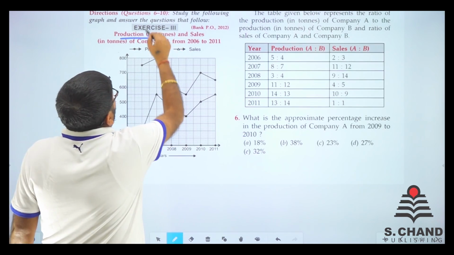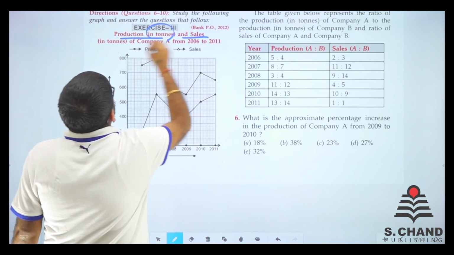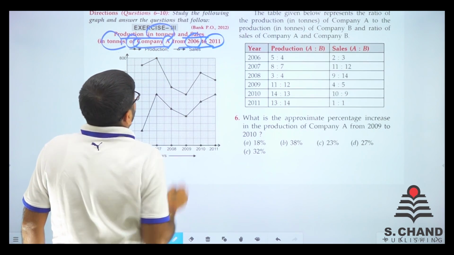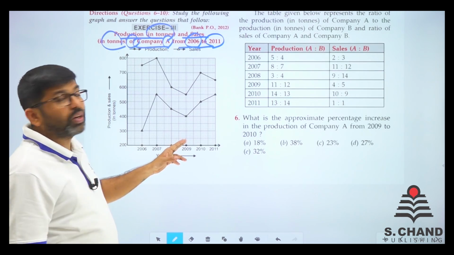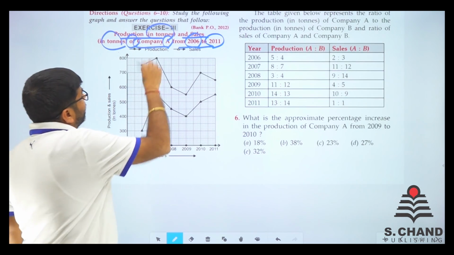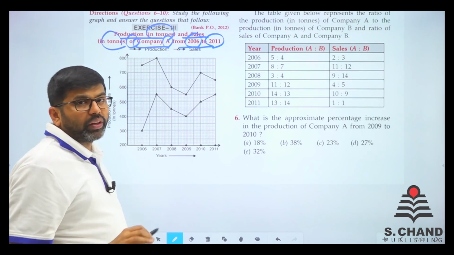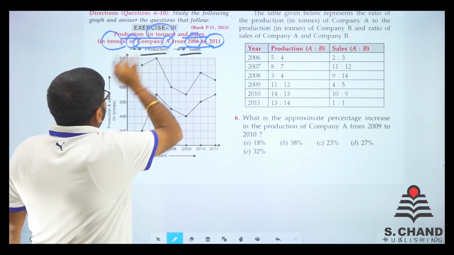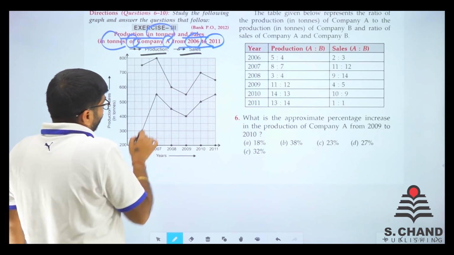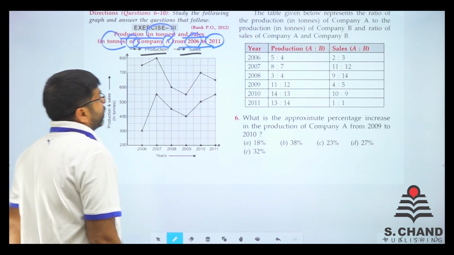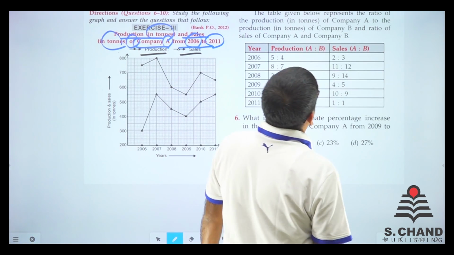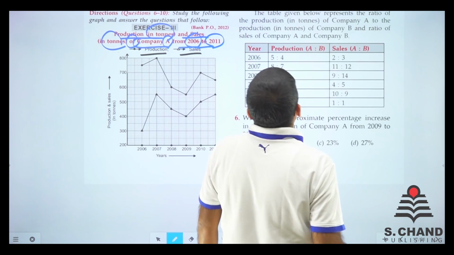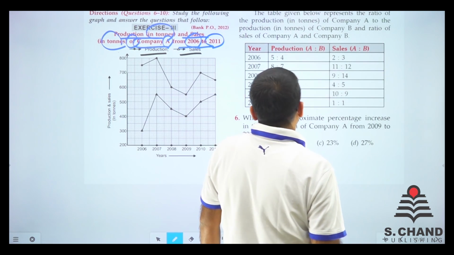See, production in tons, this is the production DI, and sales in tons of a company A from 2006 to 2011. All the production and sales is given in tons. So that amount is like tons of value of production and sales. And this is the chart, this is the DI. So you can see there are many things in tons. Now, the table given below represents the ratio of production in tons of company A to production of company B and the ratio of sales of company A and company B.